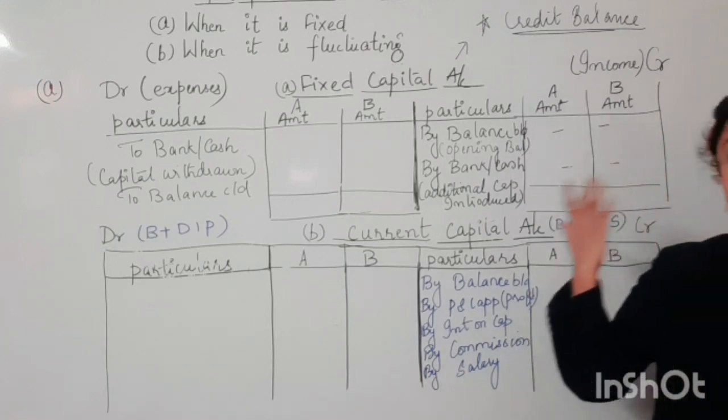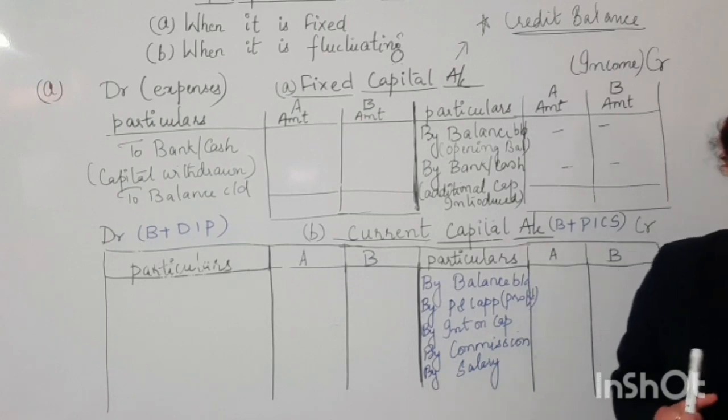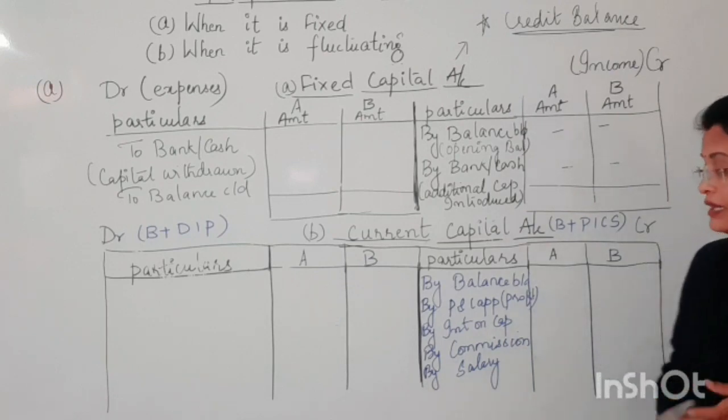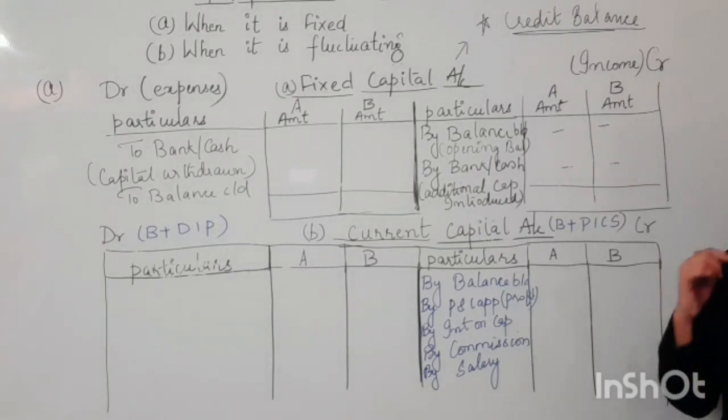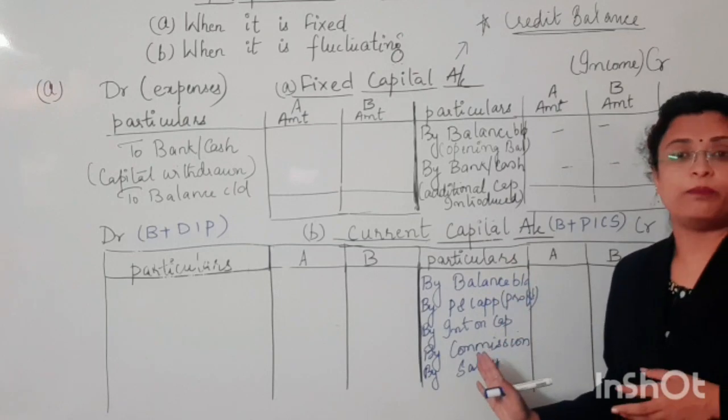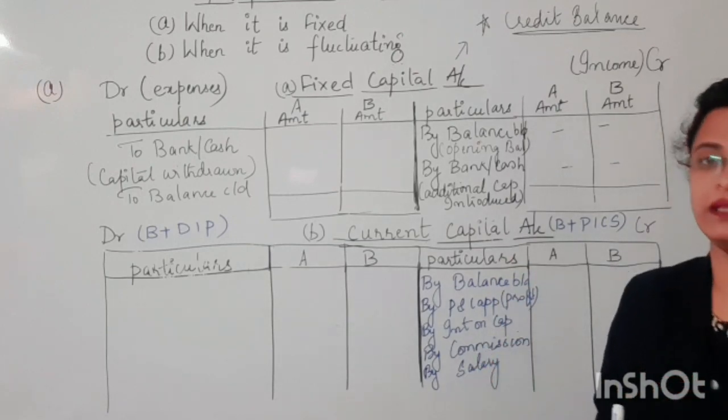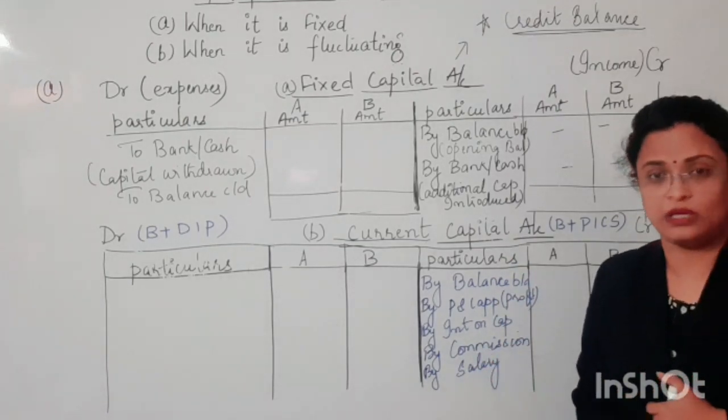When we do the admission chapter and the retirement chapter further on, you will find there will be even more additions of some items. A few more items will be added even there in the partner's capital account, which we will deal with when we reach that particular chapter.